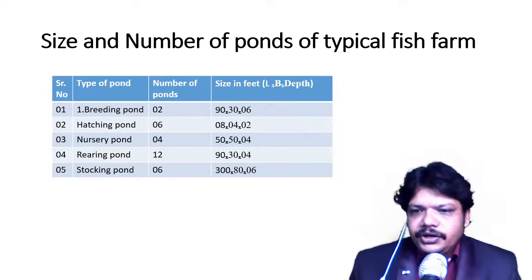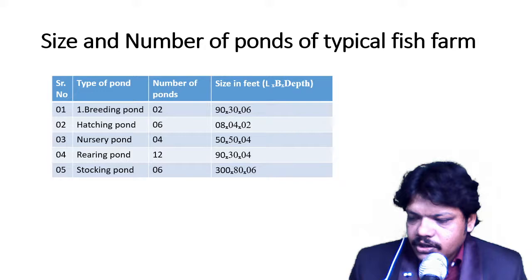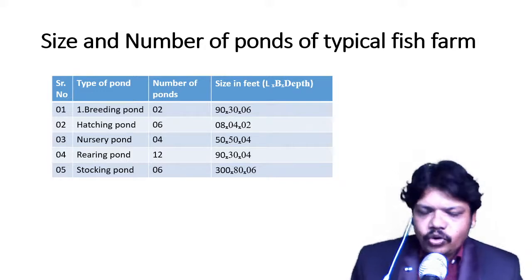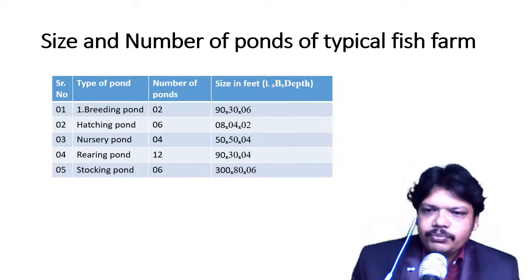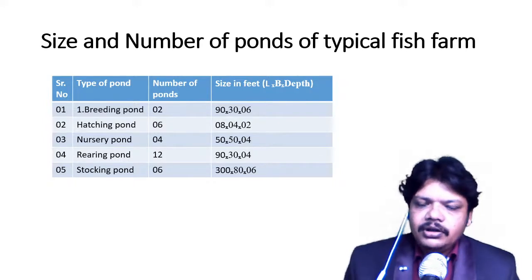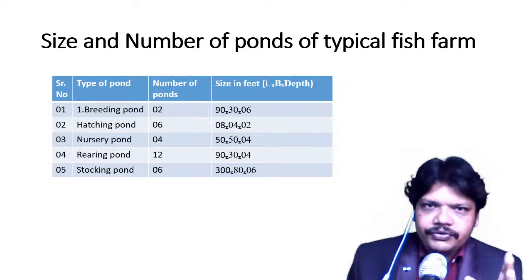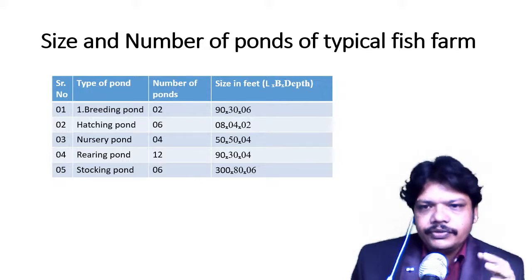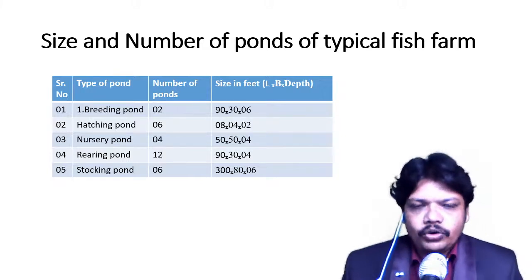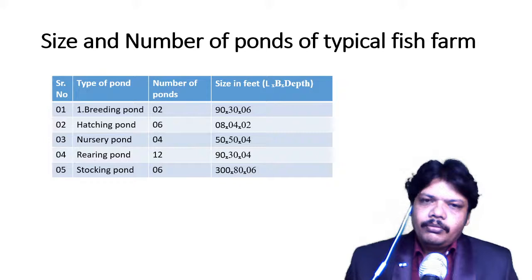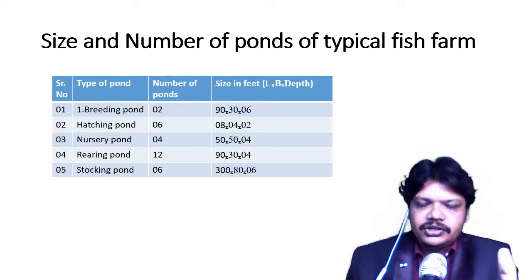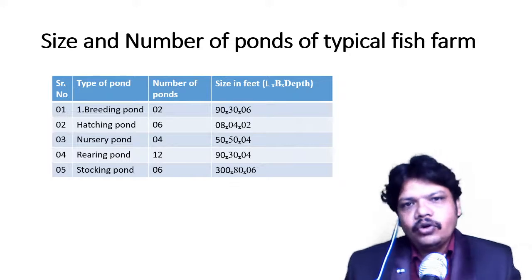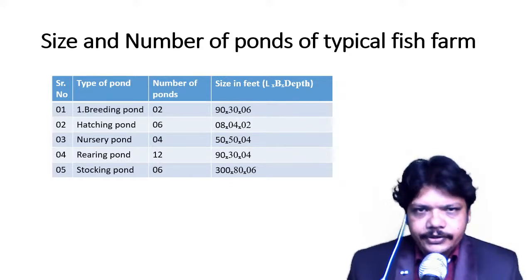Next pond is the rearing pond. Step by step, these ponds are there. After the nursery pond there will be the rearing pond. After fingerlings, we can keep that seed in the rearing pond. As we ascend through breeding, hatching, nursery and rearing ponds, mortality also decreases, isn't it?